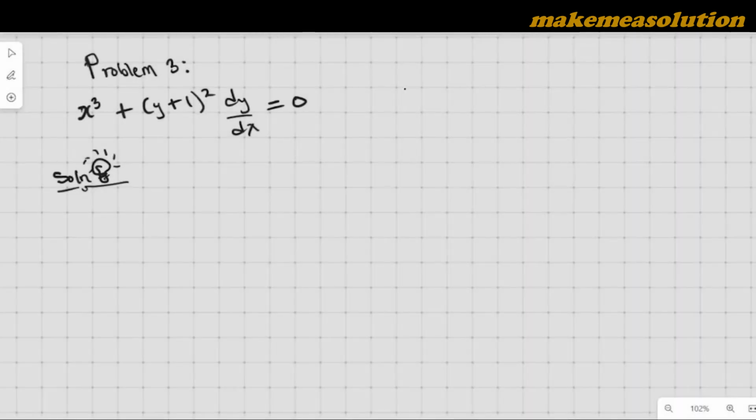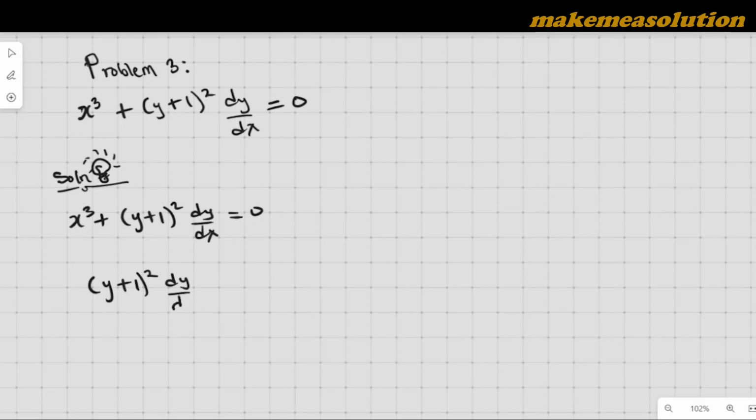Okay, here we are at problem 3: x cubed plus y plus 1 whole squared, divided dx equals 0. So this is clearly variable separable. So how do we know? x cubed plus y plus 1 whole squared, divided dx equals 0. So you can write it in this way.